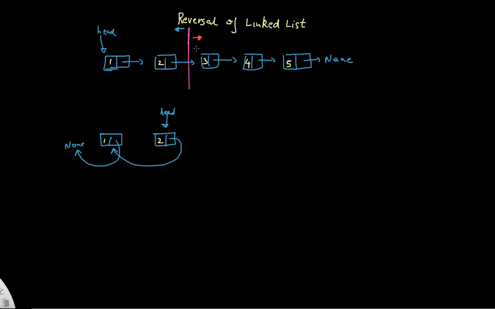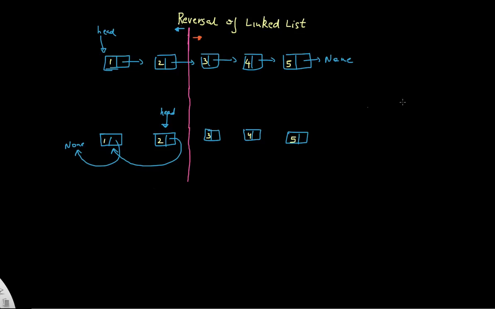And if everything after the pink line is still remaining, that continuation of the same picture would look something like this. So I've got my node three there, I've got my node four, and this is my node five, so this is node three, node four, and node five. And again, this pink line goes this way, okay? And everything after the pink line needs to be reversed yet.